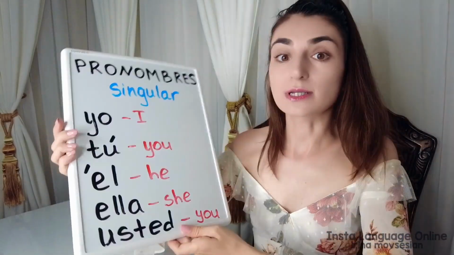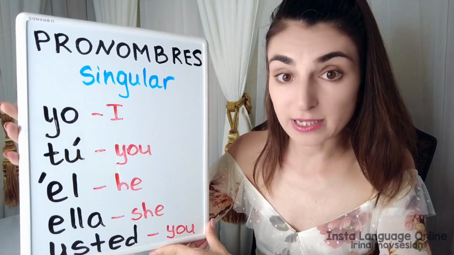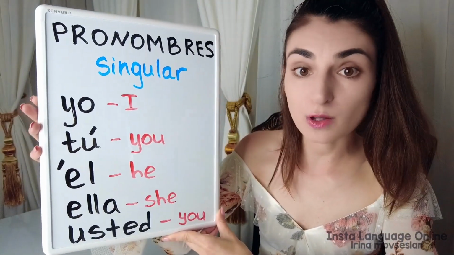Well done. So now we are going to put it down. And I'm going to ask you, how do you say I? Yo. How do you say you? Tú or usted. Okay. How do you say she? Ella. How do you say he? Él. Well done. Well, now let's look at this again. Please visually remember the words.